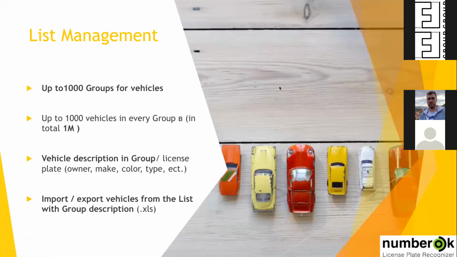Resume about list management. In NumberOK, you can create up to 1,000 groups for vehicles and put up to 1,000 vehicles in every group. So you will get 1 million listed vehicles in total. And also you can add a vehicle description in the group. Not only the license plate, but also owner, make, color, type, etc. It will be a note for the parking manager, who will see that, for example, this vehicle can be used not only by one person, but by family members. And also you can import and export vehicles from the list with group description to or from NumberOK.